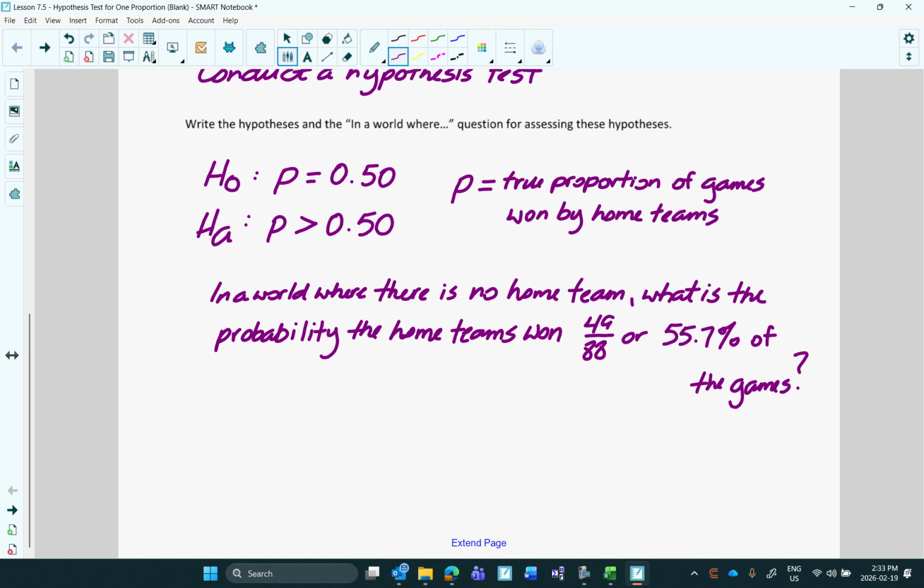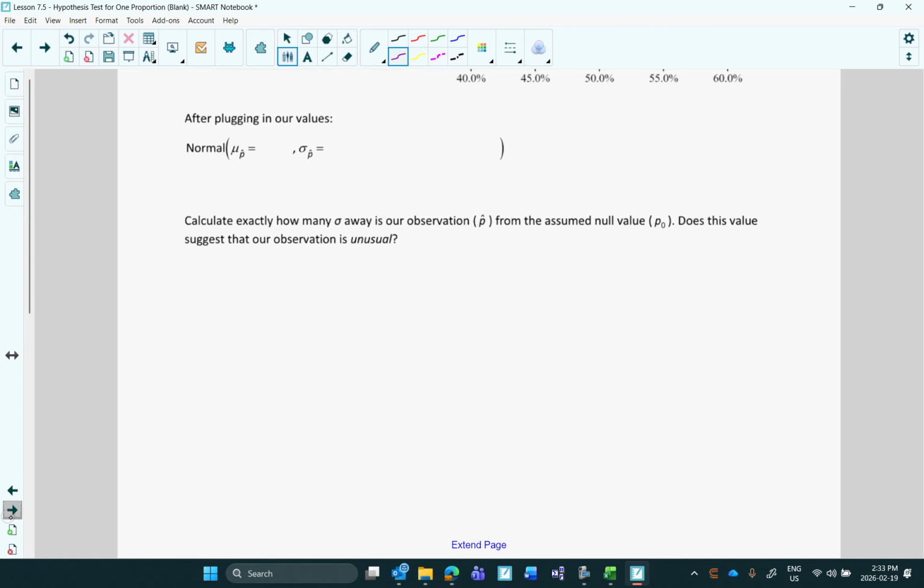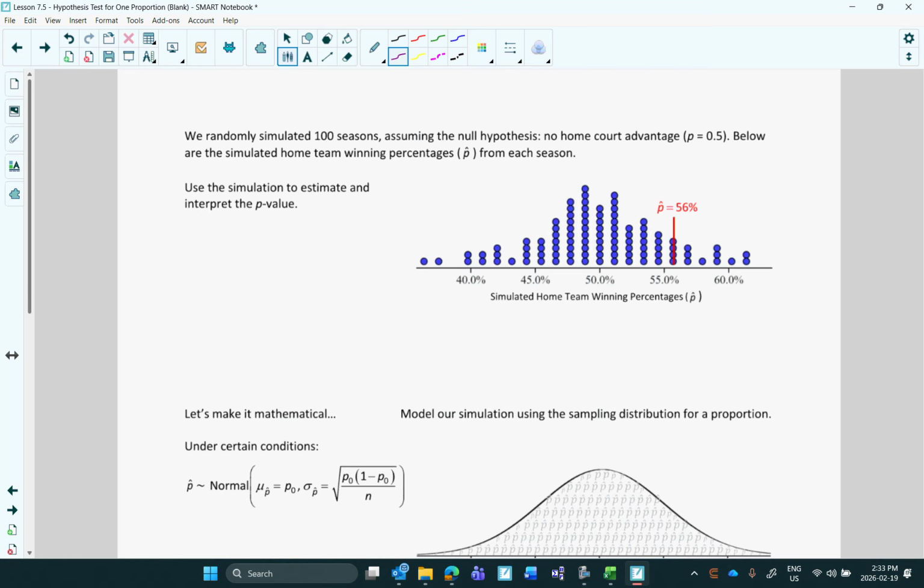So is there an actual home team advantage, or did this just happen by chance alone? And how do we test that? Well, the way we did it in the last lesson is we ran a simulation. And we simulated 100 seasons, assuming that there was no home court advantage.